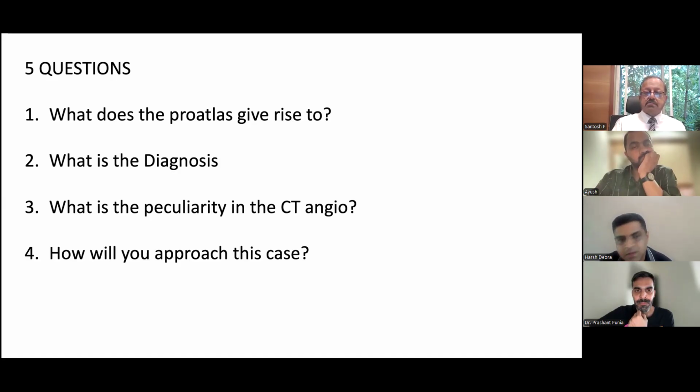Yes, sir. Okay. How will you approach this case? What do you think your approach should be for this case? So posterior C1, C2 fixation. So that will fix the AD in the unreduced position with the BI still remaining, right? Yes, sir. Distraction and fixation. Okay, distraction with what exactly?